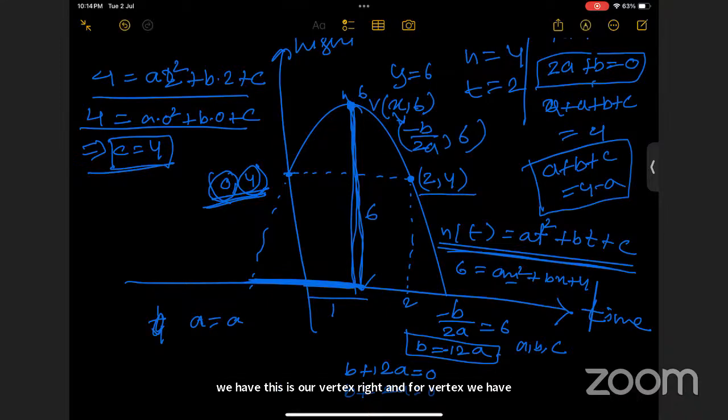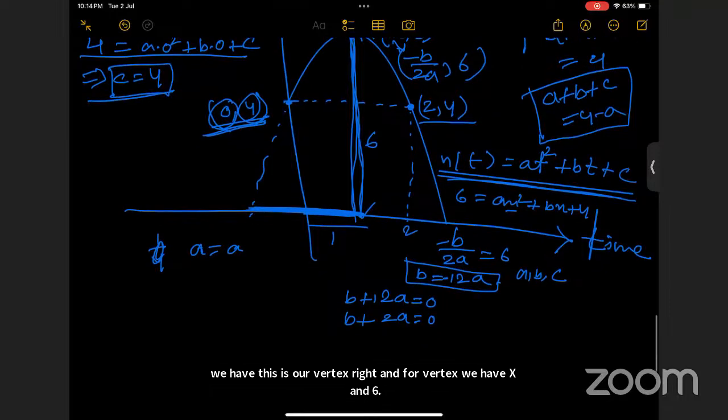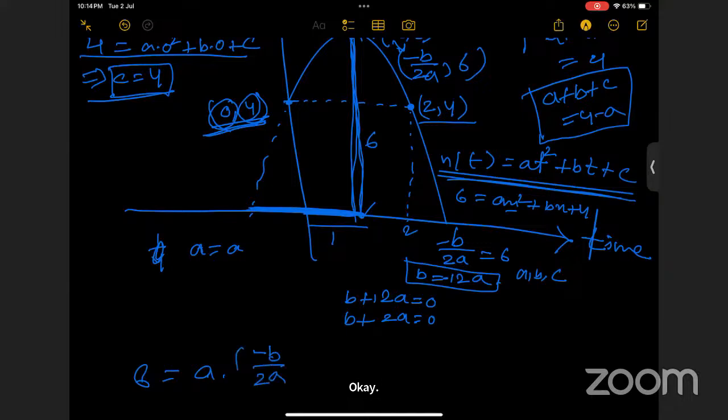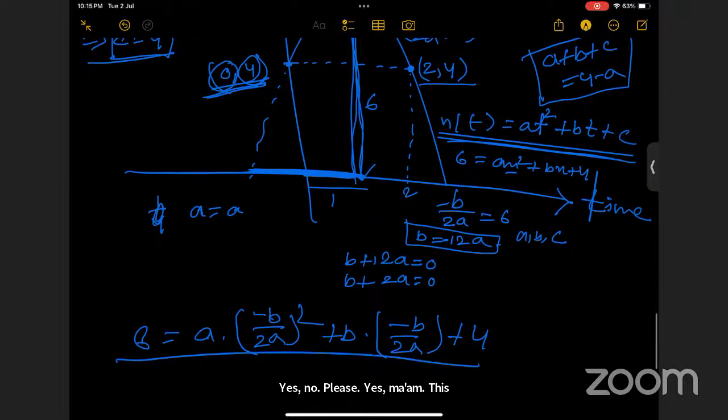Yes, ma'am. Am I correct? Yes, ma'am. This is the way. We can put 6 equals a into minus b by 2a whole square plus b into minus b by 2a plus c, and c equals 4 we already know. We can simplify this equation.